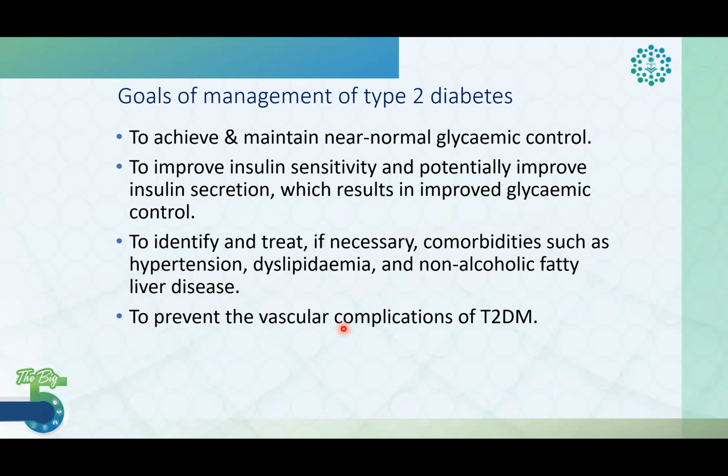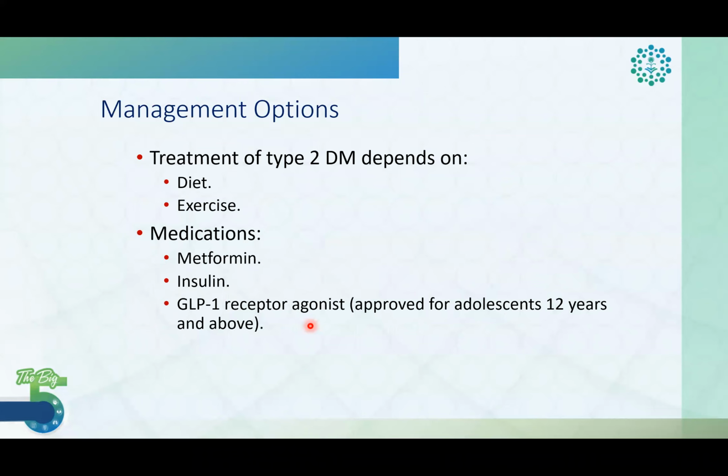What are the goals of management of type 2 diabetes? Number one, to achieve and maintain near normal glycemic control. Number two, to improve insulin sensitivity and potentially improve insulin secretion, which results in improved glycemic control. Number three, to identify and treat, if necessary, comorbidities such as hypertension, dyslipidemia, and non-alcoholic liver disease. And the fourth goal, to prevent vascular complications of type 2 diabetes among young children and adolescents.